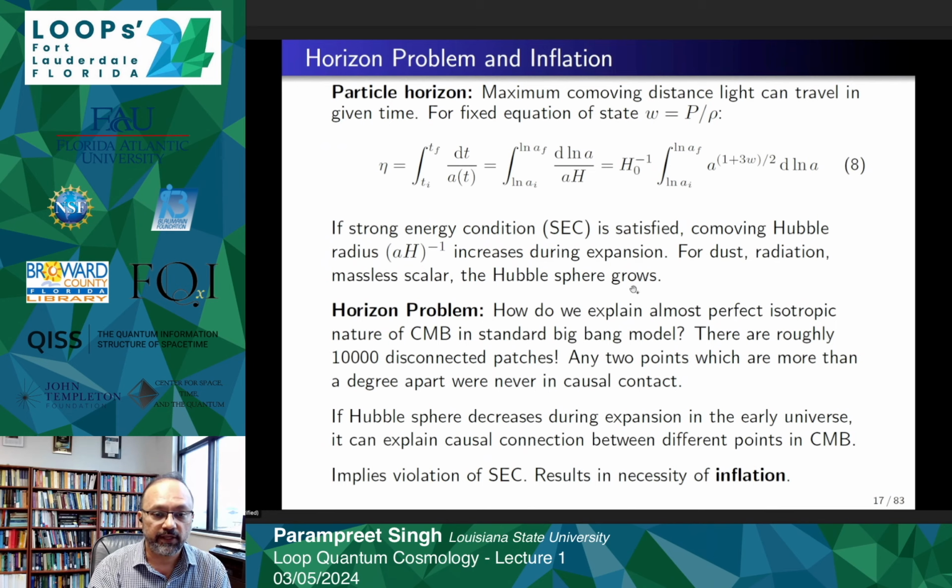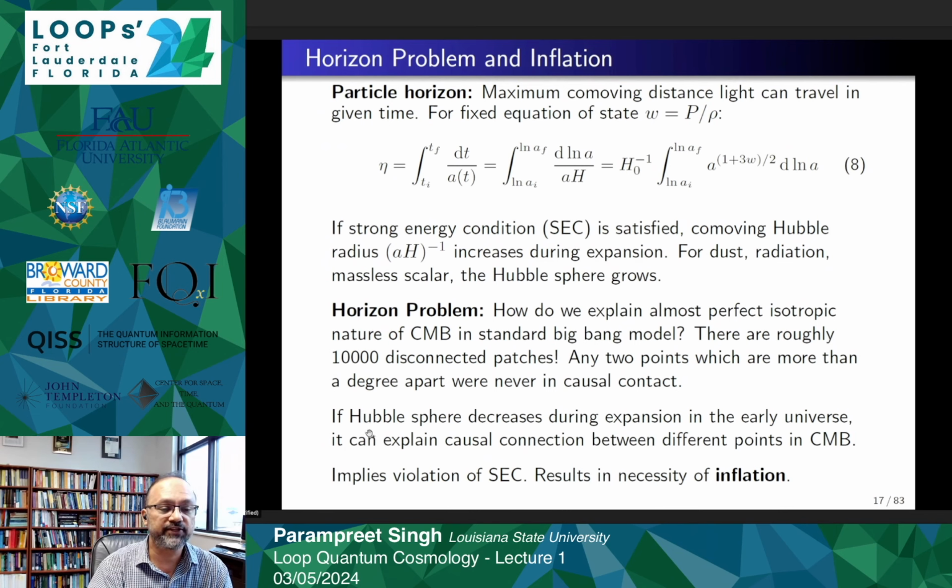If we are just concerned with dust, radiation, and massless scalar, then it turns out that we cannot explain why there are almost 10,000 disconnected patches in the CMB. The CMB looks very uniform even at very, very large scales. Remember, any two points which are even more than a degree apart, if you look at the CMB, will not be in causal contact. Forget about the very largest scales, two points which are just more than a degree apart in the sky will not be in causal contact if the universe was filled just with dust, radiation, or something like a massless scalar from the very beginning of the universe.